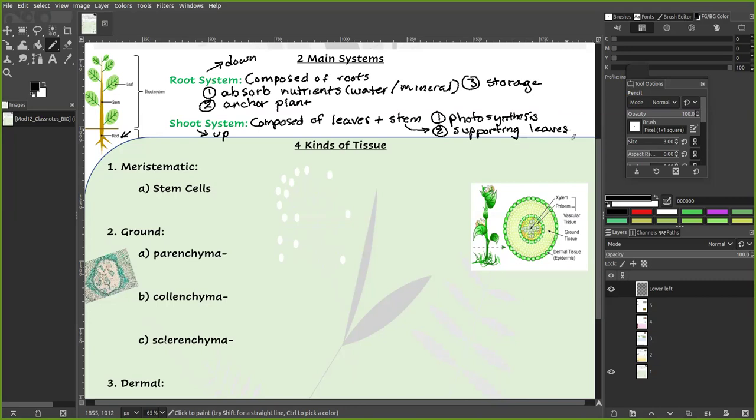Now, there are 4 kinds of tissues inside of a plant. And this includes the meristematic tissue. Now, the meristematic tissue is found in places where the plant is growing. Just starting to, like the stems becoming longer, the shoots at the ends of the branches, the tips of roots. For example, the tips of the stems and the tips of roots.